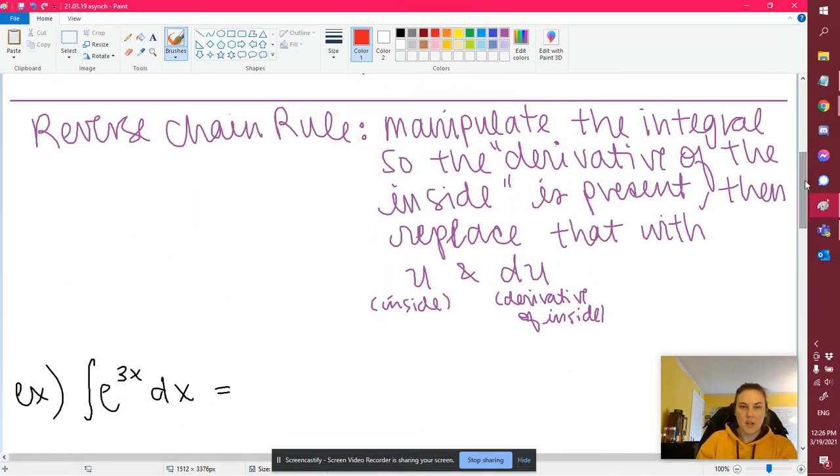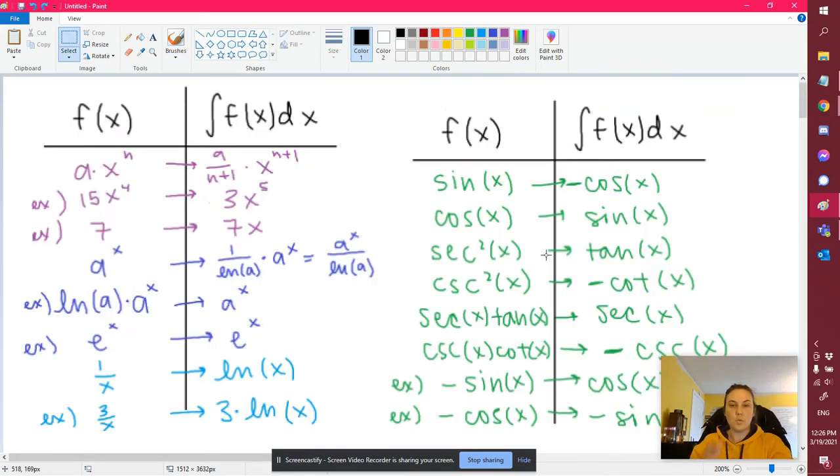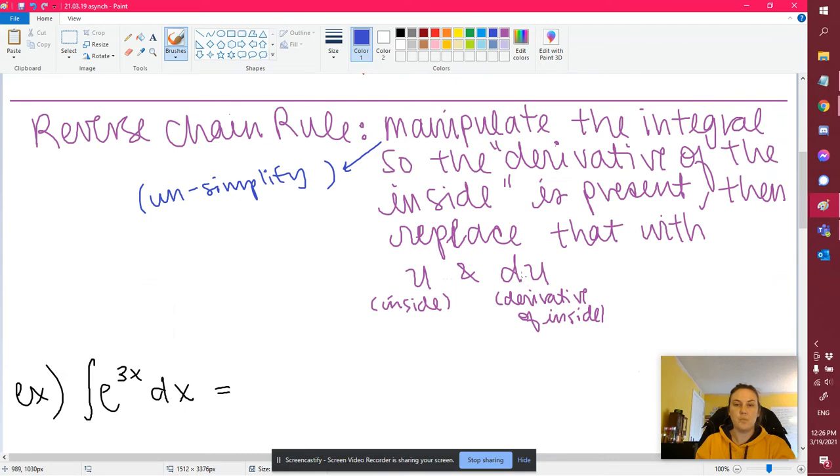Okay, and then just as a refresher, the reverse chain rule is you manipulate or unsimplify the integral so that the derivative of the inside function is present. And then once your derivative of the inside is present, we can replace the inside function with u. We can replace the derivative of the inside with du, and then we can just integrate as if it's a single function, right? We can condense and use our rules to just integrate. Let's see what that looks like.